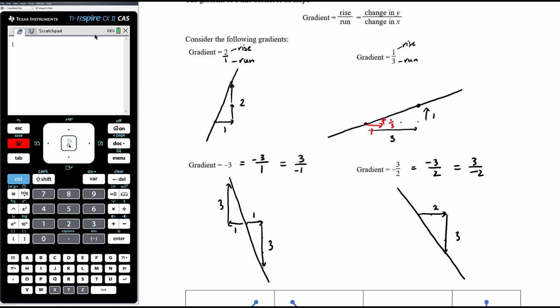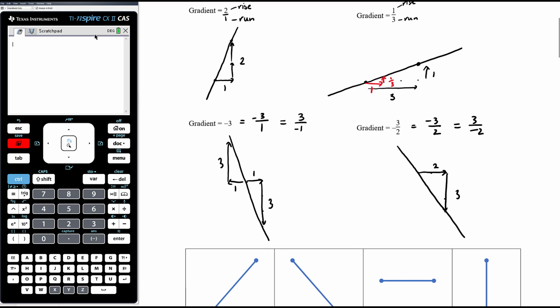But personally, I find it easier to think about it as the whole numbers. You know, for this gradient of negative 3, for every 1 step across, 3 steps down. But equally, this one, gradient of negative 3 on 2, could be for every 1 step across, it's 1.5 steps down. It's the same idea, okay? Again, I find it easier to think about the whole numbers.